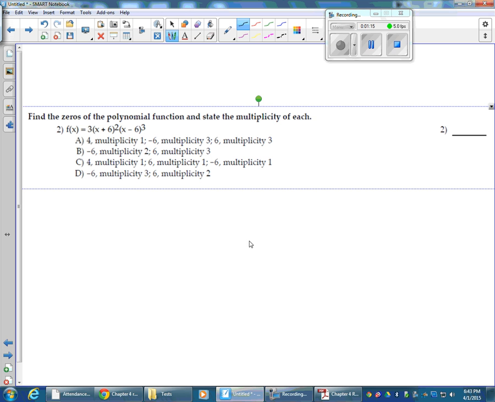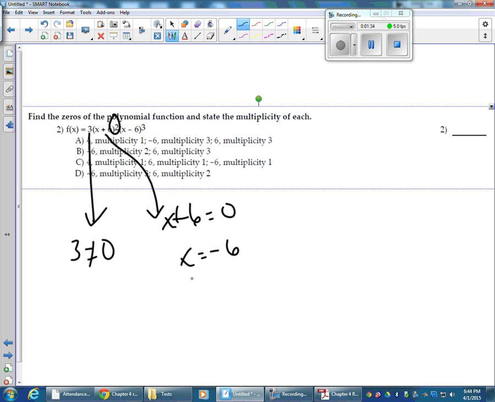Number 2, find the zeros of this polynomial function and state the multiplicity of each. Well, 3 is just a number out here. There is no variable. 3 will never equal 0, so we don't really even have to worry about that. Then I've got x plus 6 twice. So I'm going to set x plus 6 equal to 0, and I solve that, and I get x equals negative 6. And that's got a multiplicity of 2 because there's a 2 to the second power.